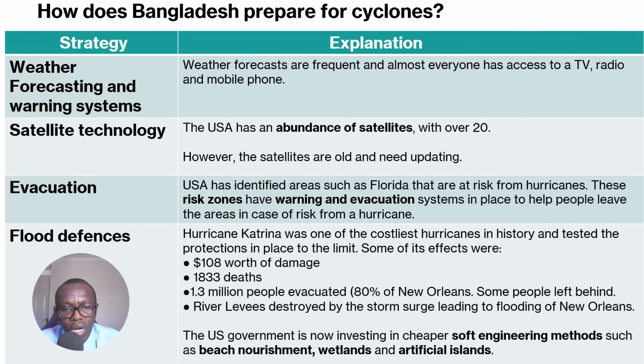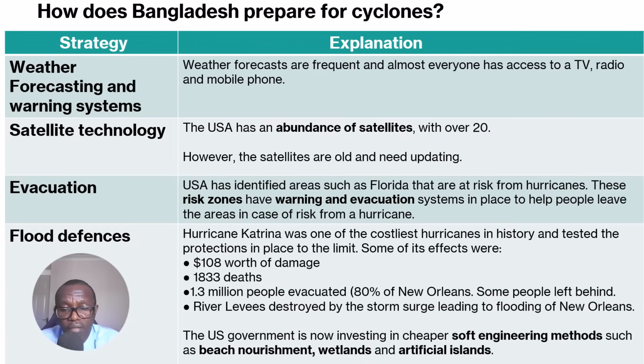So the first one we are looking at here is weather forecasting and warning systems. Again, the weather forecasts are normally quite frequent in the USA, and almost everyone has access to a TV, a radio, and a mobile phone. So in terms of communication, the communication of these forecasts is quite efficient. Then as far as satellite technology goes, again, the USA is a rich country and therefore they have an abundance of satellites, with over 20 satellites. However, the satellites are getting old and some of them need updating.